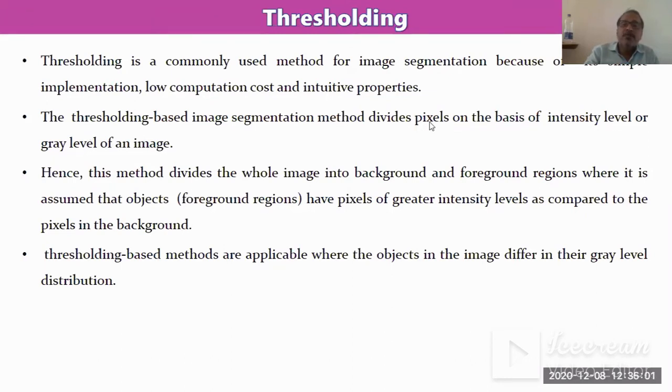So how does thresholding take place? In this thresholding, it divides the image based on some intensity level or gray level. Suppose we consider 120 as a threshold value. Greater than 120, we convert the value to 1. Less than 120, we convert the value to 0. So this is our basic thresholding concept. Hence, this method divides the whole image into background and foreground regions. This technique converts our image into two parts: one is 0 and the other is 1.